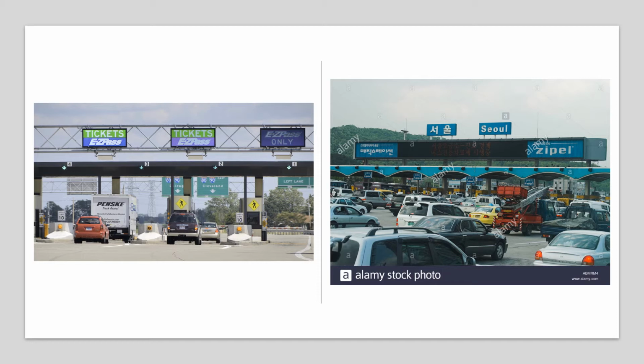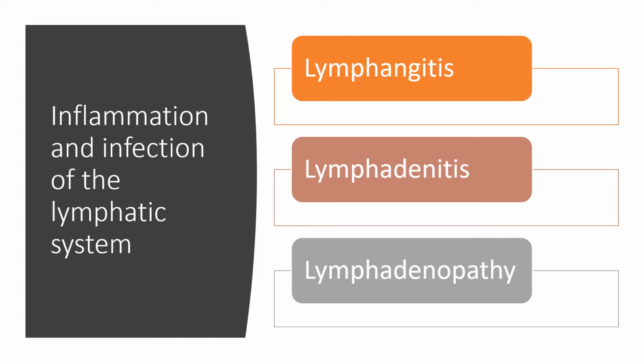So whether the cars are accumulating because not enough lanes are open, or the cars are accumulating because there are too many cars, these are representative schematics that you can use to help yourself understand how lymphedema can occur. This slide represents the medical terminology that I want you all to know for the lymphatic system.